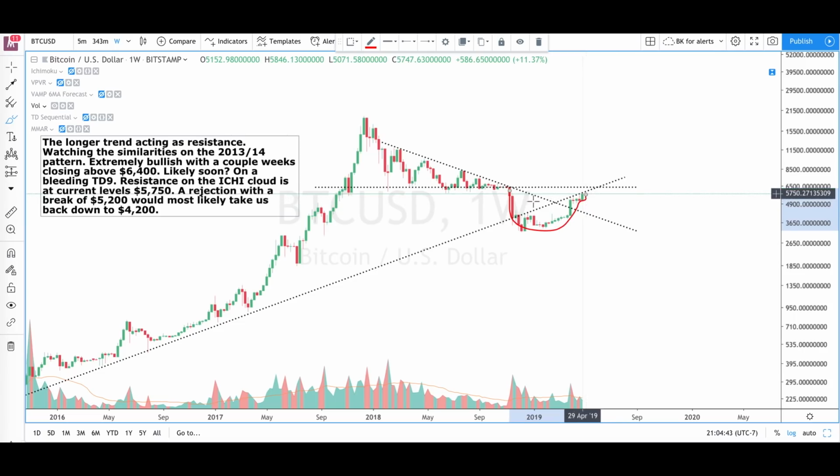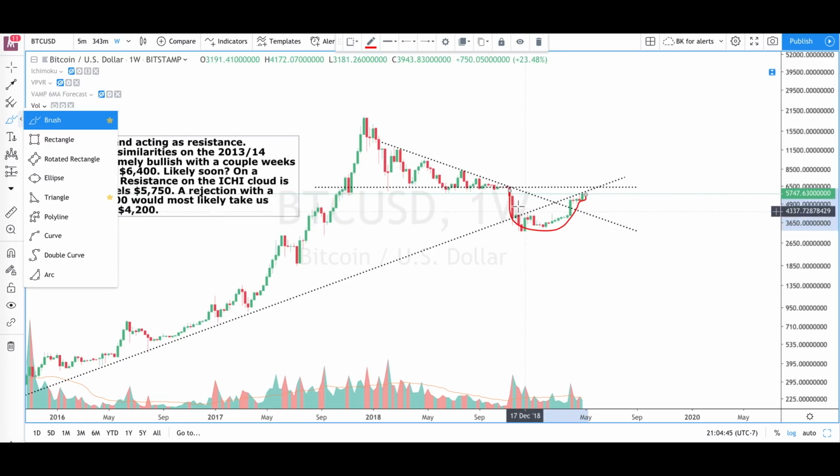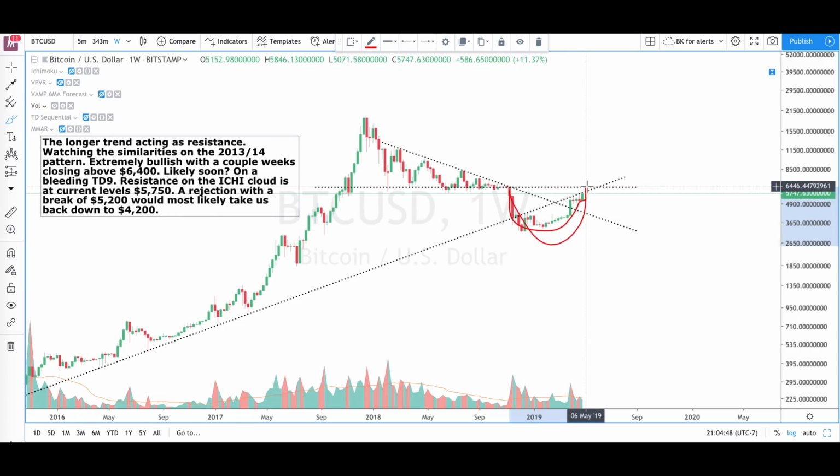I tend to think that this cup and handle, the cup part of it, will go all the way back up to the $6,400 area before we start seeing the handle form. Whether that comes in the form of retracement or whether that comes in consolidation up against this line, I think it's more likely that the top of that cup is going to be in that $6,000, $6,300 range.